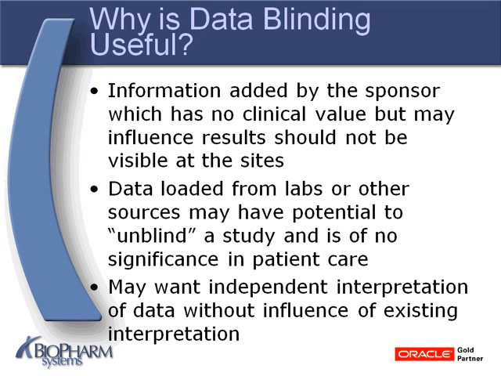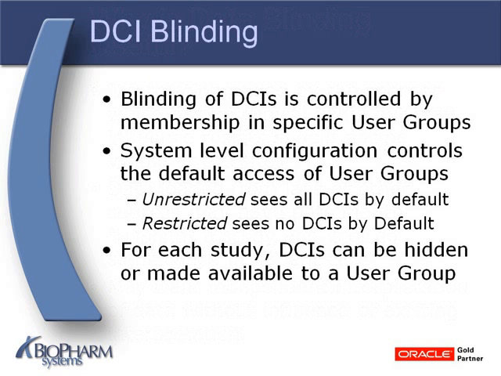Well, there may be information that's been added by the sponsor that has no clinical value, but it may influence results, and they shouldn't be visible to the sites. Or maybe we have data loaded from labs or other sources that may have the potential to unblind a study, and we don't want our site users to see that or other users to see that. And there may be the case where we need to have an independent interpretation of data by different users without them seeing other portions of the study which might influence their interpretation. So for all these reasons, data blinding is going to be useful to us.